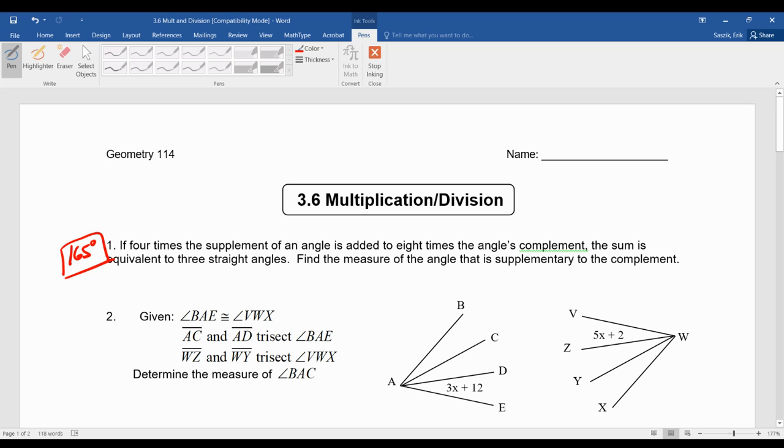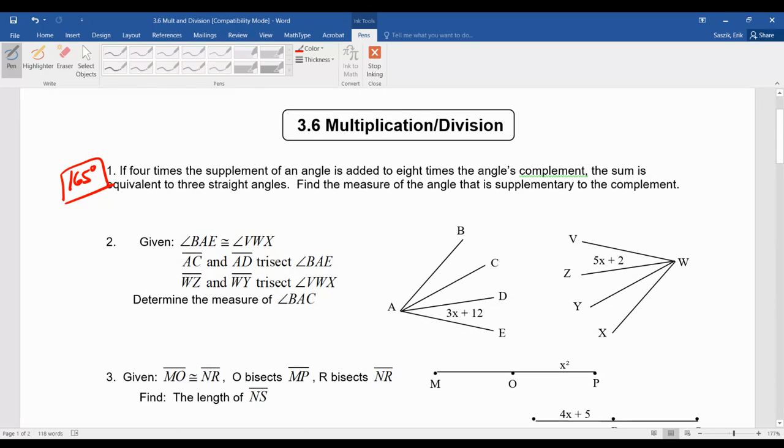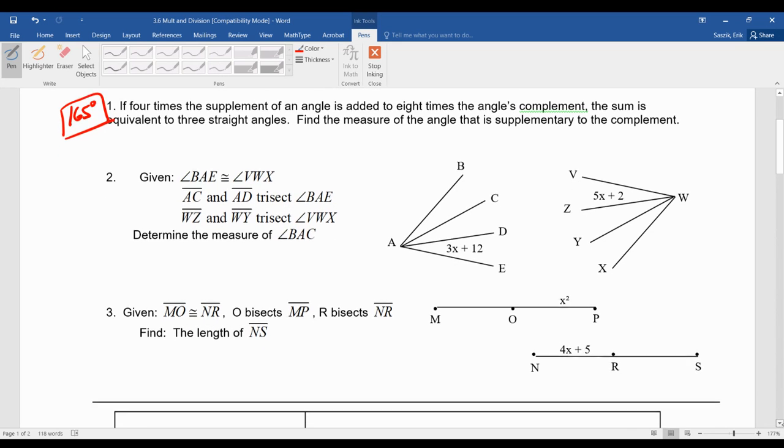All right, kids, section 3.6. You guys got to be paying attention because this is one that causes trouble sometimes. I'm not going to do this opening problem. Answer is 165. You can check my solution document that'll be posted to Canvas as well. I'm going to focus on 2 and 3 right now here in the opener.